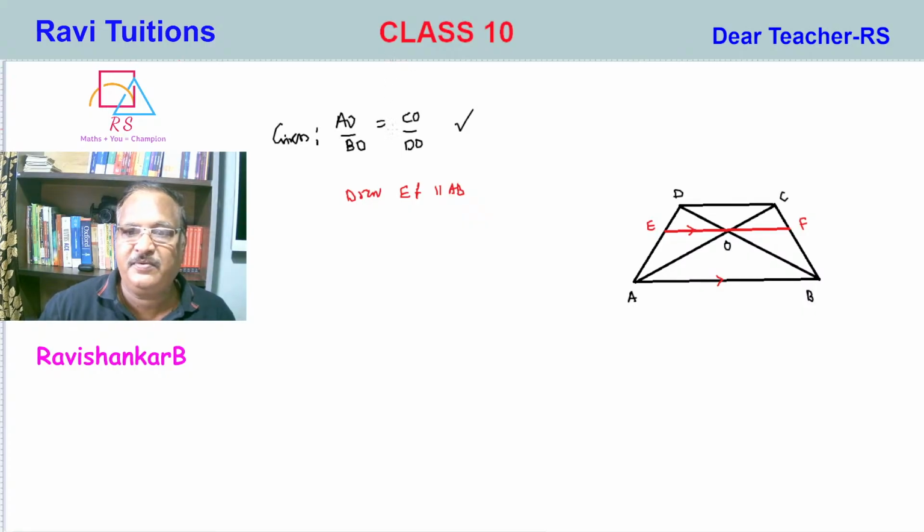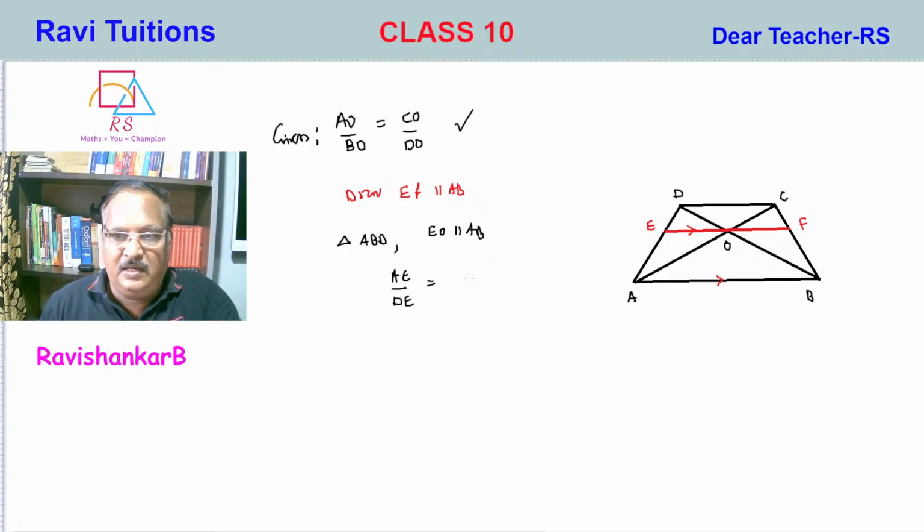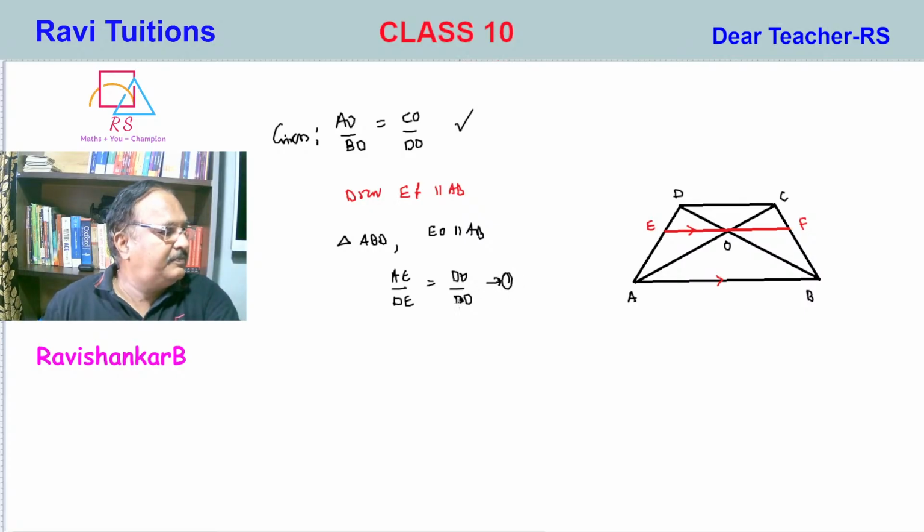Now we have to use AO, CO also. Okay. So let us take ABD triangle. So then EO is parallel to AB. So you can apply basic proportionality theorem. AE by DE is equal to AO by DO by BO. This is first equation, basic proportionality theorem.